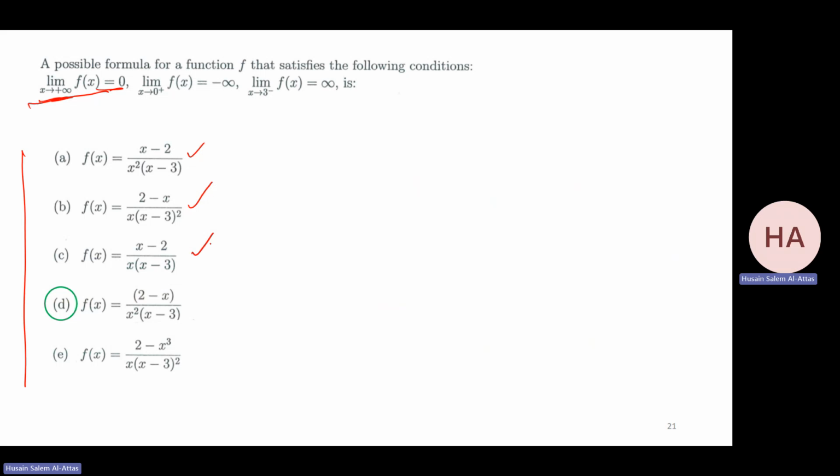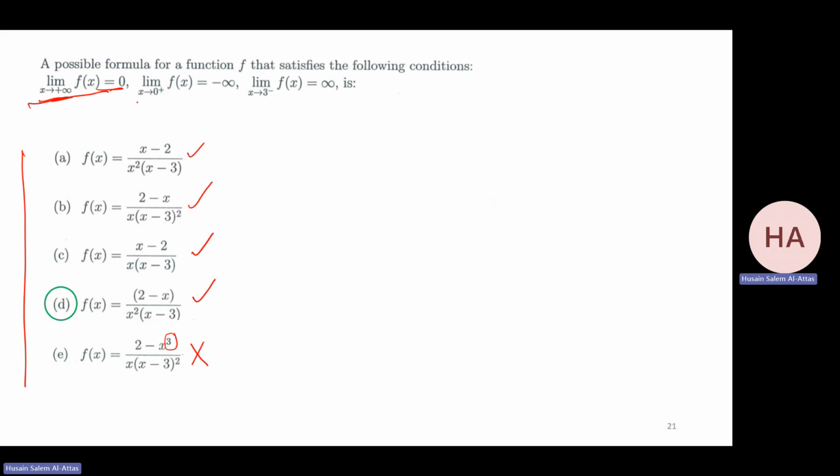It's correct here. It's correct here. Oh, here I need to be careful. This is 2 times 1, 3. So it's wrong here. The limit is not 0 here. Actually, the limit should be -1. So I delete this one.